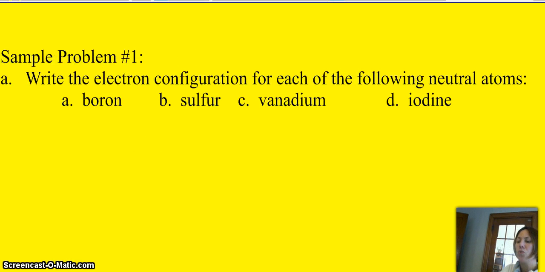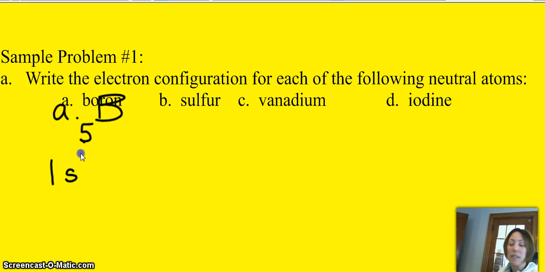Okay, I'm going to do 2 and I'll have you do 2. So number 1A says write the electron configuration for boron. So boron is B, and boron has 5 electrons. So we're going to fill from the lowest first. So first we're going to do 1s, and 1s can hold 2. So we'll put 2 there. And then we have 3 to go, so then we'll go to 2s. 2s can hold 2. That gives us 4 total electrons.